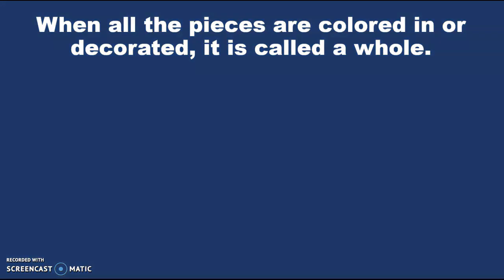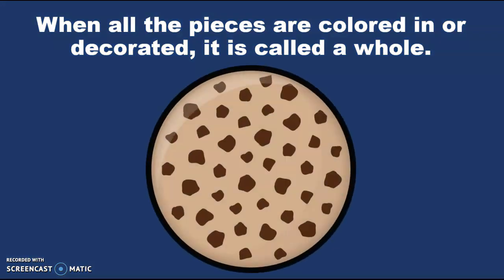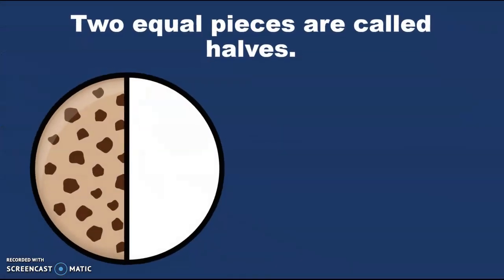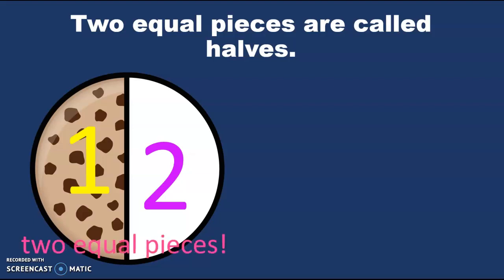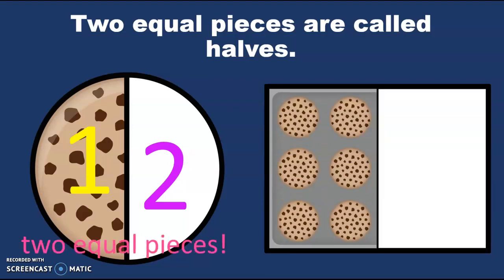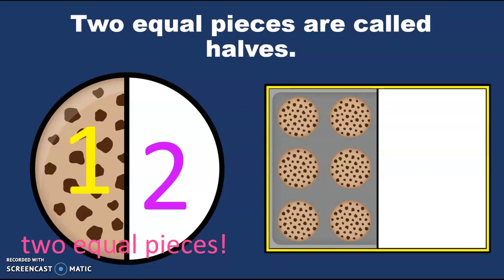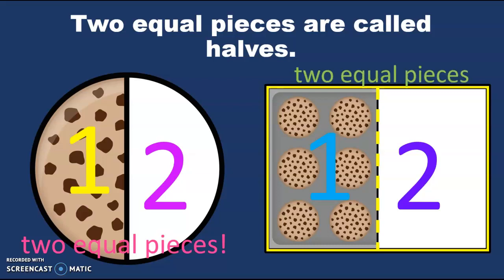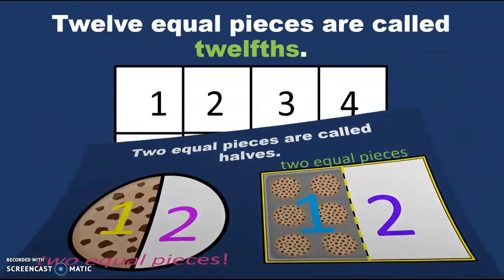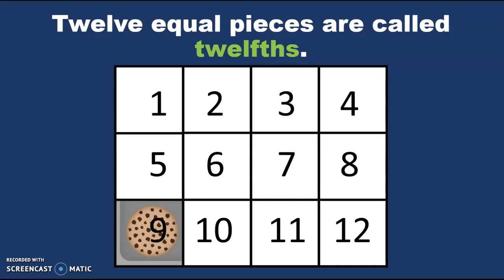When all the pieces are colored in or decorated, it is called a whole. Two equal pieces are called halves. Each is the same and equal. The shape of the object does not matter as long as it has two equal halves. 12 equal pieces are called twelfths.